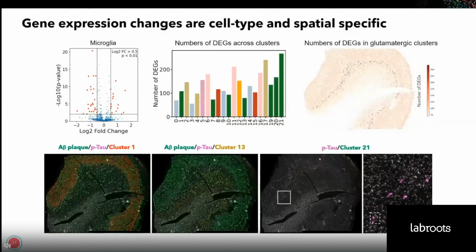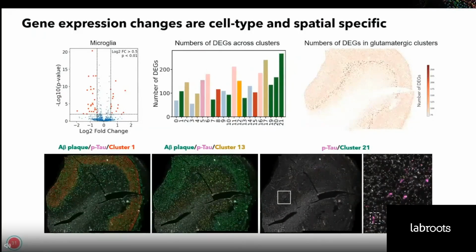As you may remember, the cluster 1, which is enriched in the A beta positive region, actually shows a high number of gene expression changes compared to the cluster 13, which is enriched in A beta plaque depleted region. So very interestingly, in this analysis, we found the cluster 21 shows the highest number of differentially expressed genes across all cell clusters, which is not associated with A beta plaque.